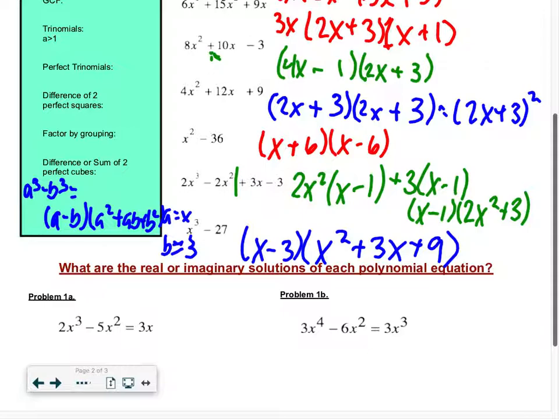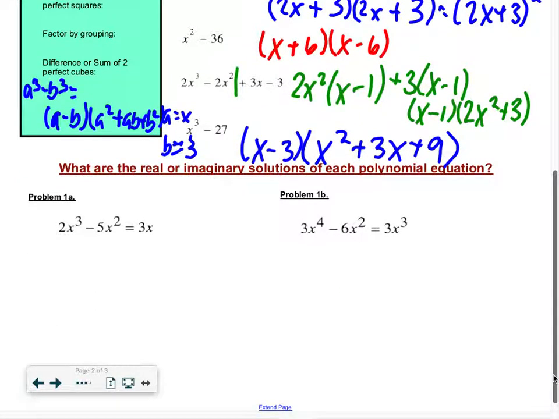3 plus 3 is 3? No. It cannot be broken down any further, so we are done. Awesome. Okay.